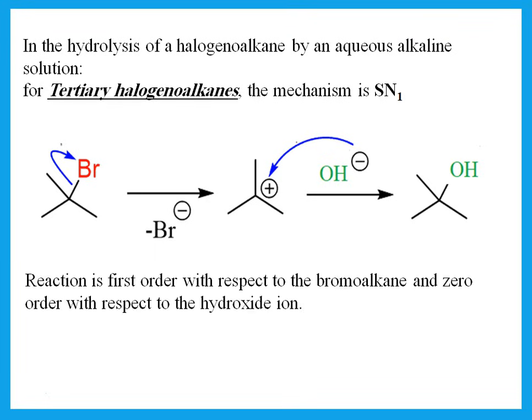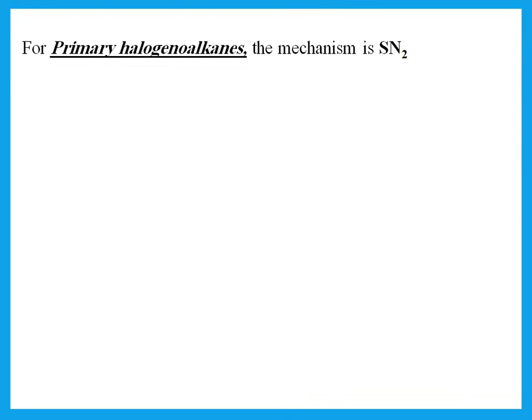But then if we're talking about this, then we say that the reaction is first order with respect to the bromoalkane, because that first step is the slow step, and it doesn't involve hydroxide ions at all. We haven't reacted hydroxide ions yet in that first step, so we say it is zero order with respect to the hydroxide ion. So this is what happens if we're using a tertiary halogenoalkane. In that case, the rate is k times the concentration of the halogenoalkane. The hydroxide does not affect the rate.